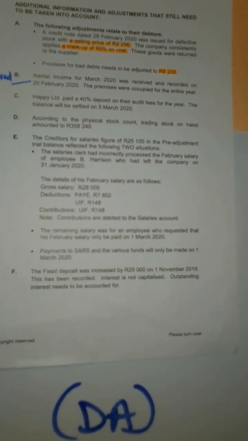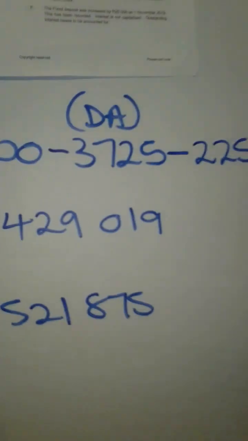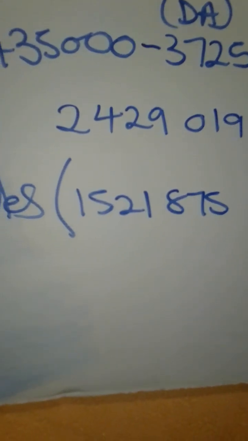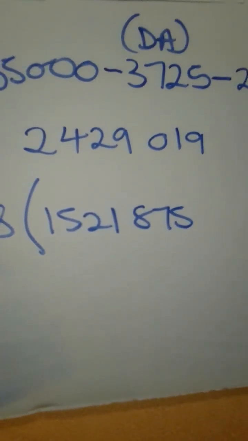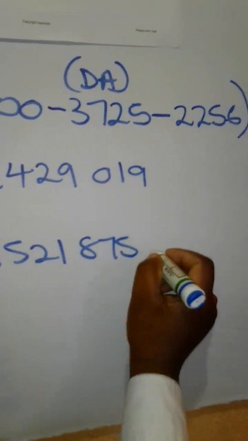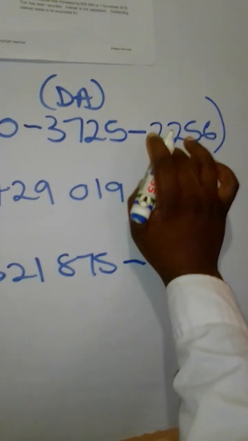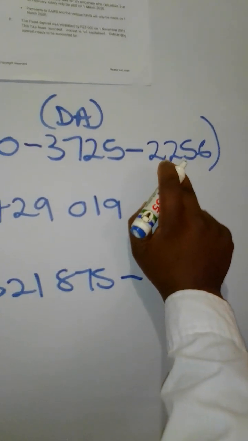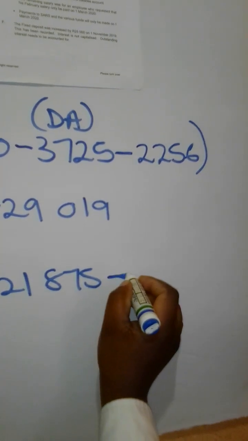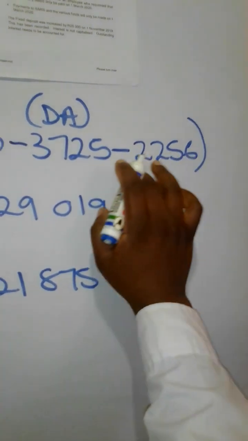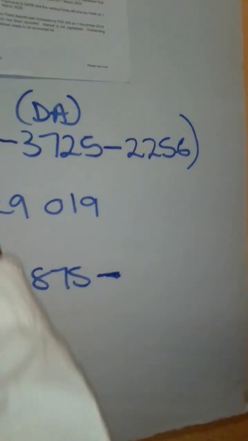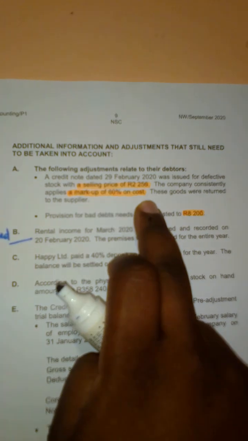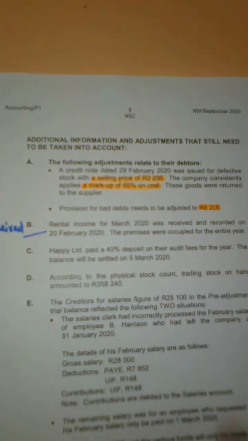And that adjustment on A is also going to affect our cost of sales because some of the stock has been returned. So what is the effect of the stock that was initially sold that has now been returned again? It means also at the same time our cost of sales are going to be decreased by the cost price of this stock which was returned on adjustment number A. So we need to find out what is the cost price of this selling price here of the stock that was returned. So if you continue to read the question, they are saying that the company consistently applies a markup of 60% on cost. So we are going to use the markup to find out the cost price.